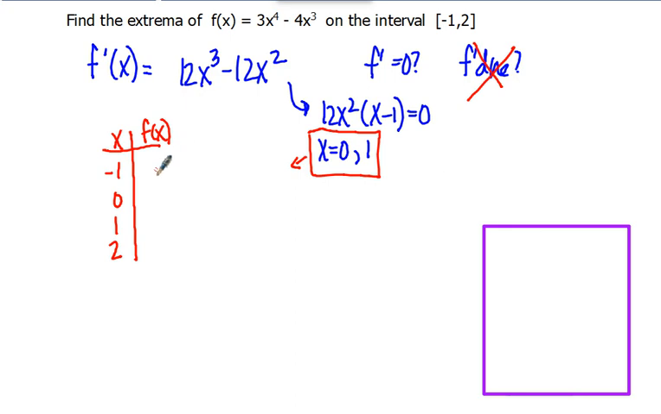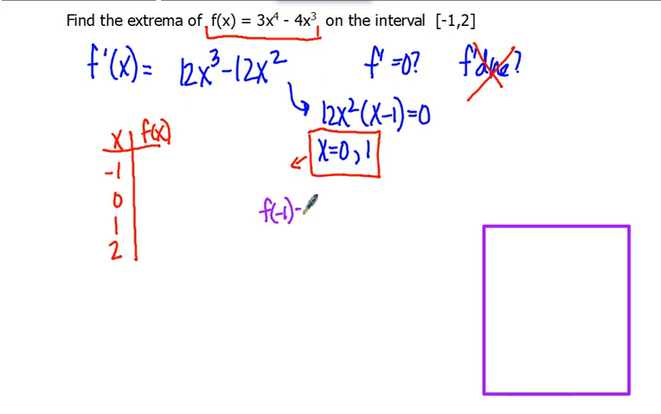Now realize that when you're evaluating this, I'm trying to find the y-coordinates, the highest y-coordinate and the lowest y-coordinate on the graph of the original function. Don't plug these back into the derivative. In fact, if I plug 0 and 1 into the derivative, it's going to equal 0. That's how I found them. I'm not plugging these into the derivative, I'm plugging them into the function. So now I take these one at a time and plug them into the function.